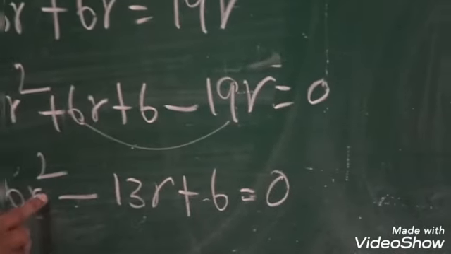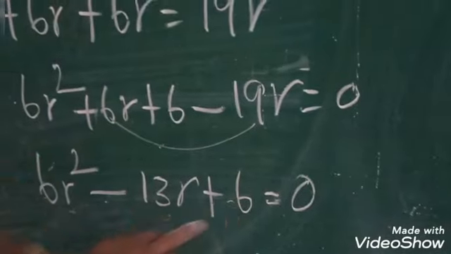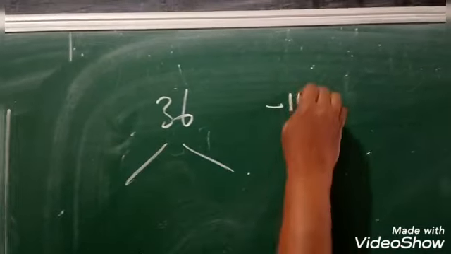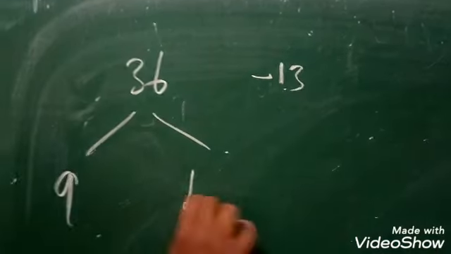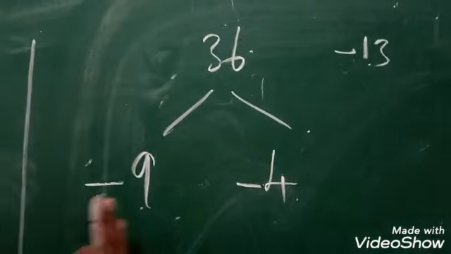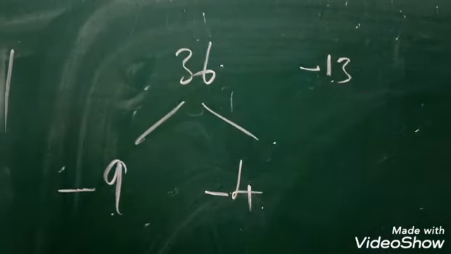Here, if you multiply, you will get 36. If you add, you will get minus 13. What are the factors? If you multiply you get 36, and if you add minus 13. So 9 and 4 are 36. If both are minus, you will get plus 36, and if you add, you will get minus 13.